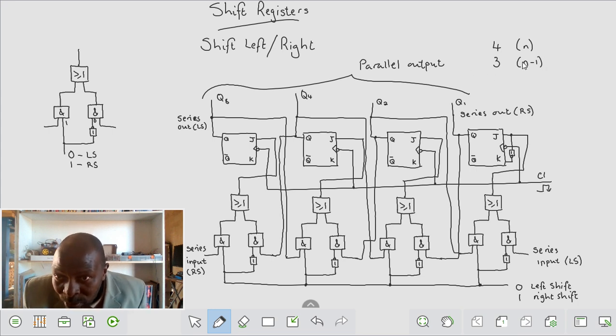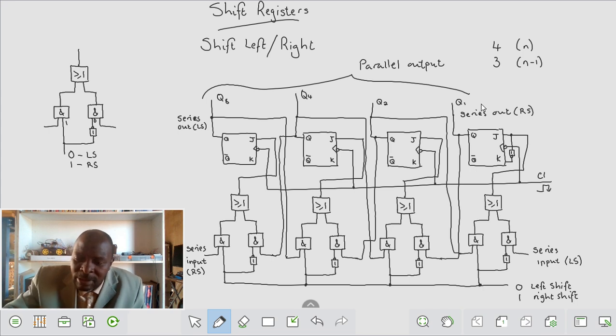So we need the sum of these two. We need 4 to get a parallel output, and 1 less more, meaning you add 3. For a 4-bit register you need 4 clock pulses for a parallel output, but for a serial output you need 7, because you need 4 plus 3, which is 7 clock pulses. I hope putting the circuit down made things a little bit clearer.